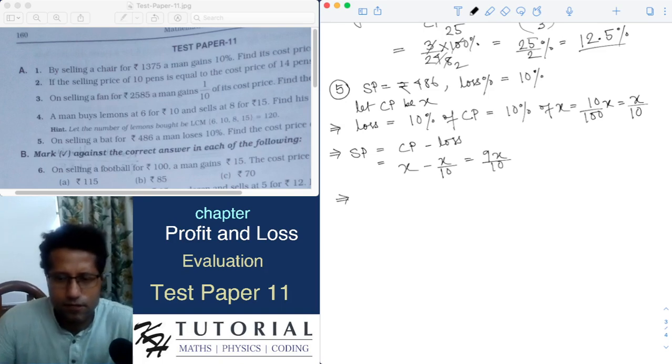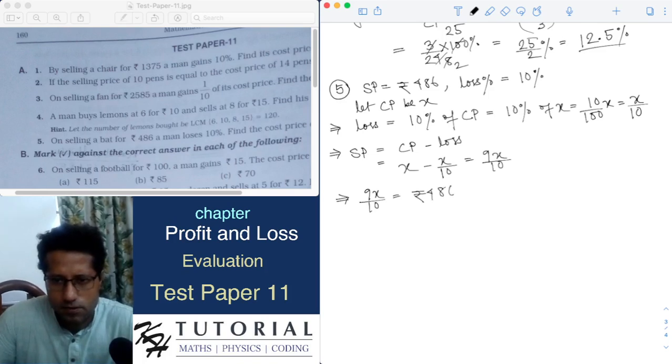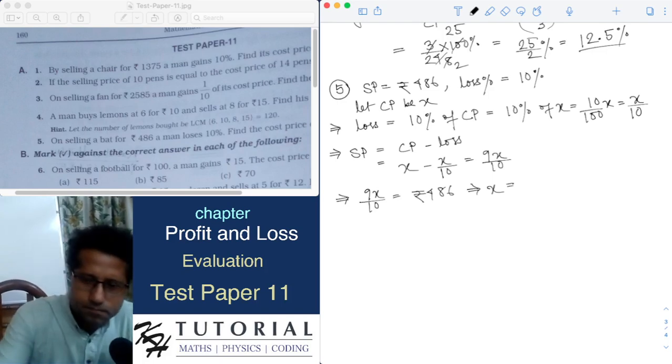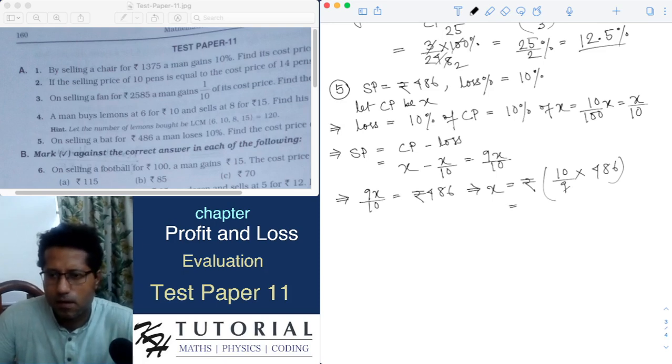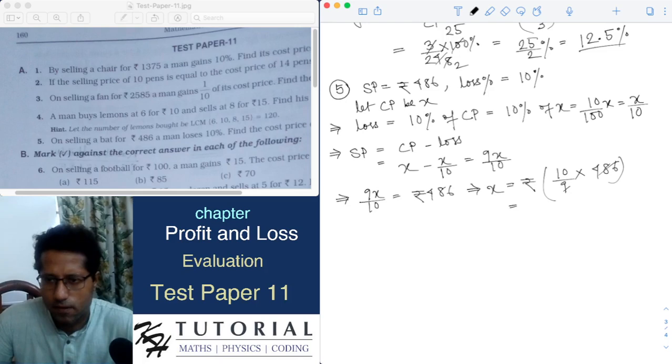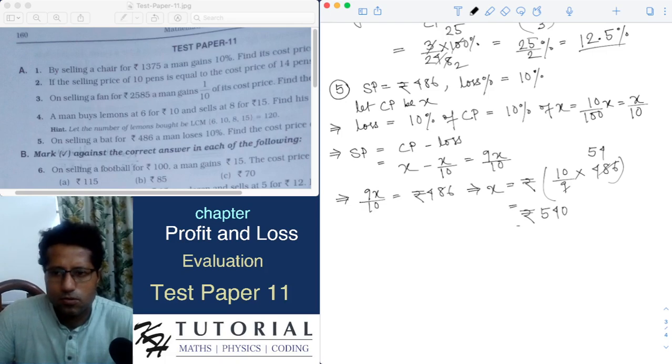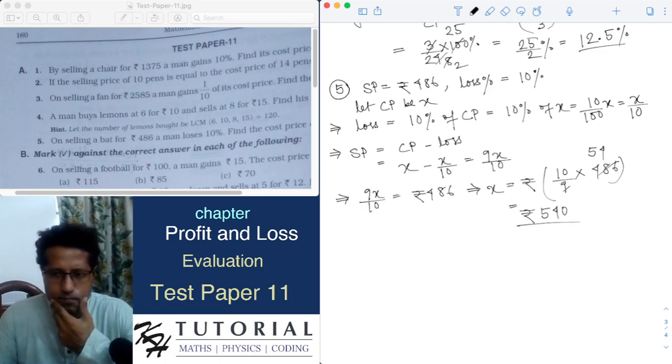Now the selling price is already given to be rupees 486. So we can say that 9X by 10 equals rupees 486. This implies X equals rupees 10 by 9 multiplied by 486. This is 9 divides 46 with 9 5 45 4. So this is rupees 540. So the cost price is rupees 540.